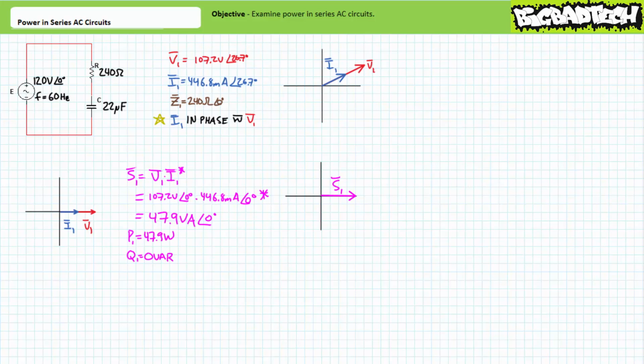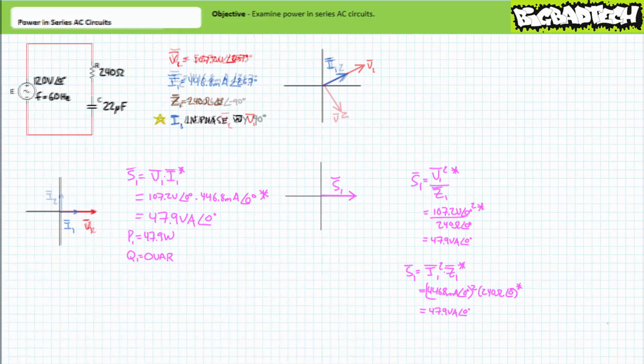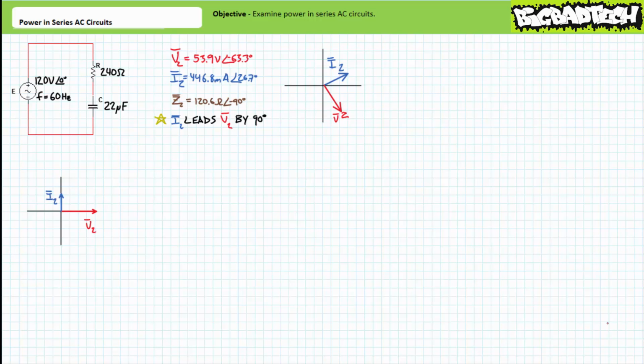This is to be anticipated given the entirely resistive nature of this particular element. Given there exists no relative phase shift between voltage and current, all apparent power will be directed towards real power. Alternate methods of calculating apparent power, specifically the complex conjugate of voltage squared divided by impedance, and the complex conjugate of current squared times impedance, verify this initial calculation. Let's now examine the second impedance.